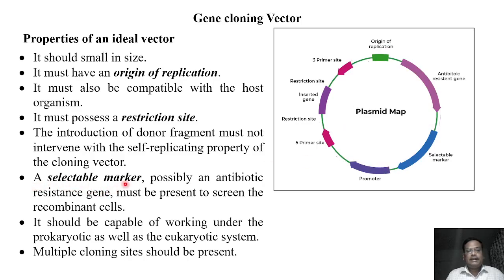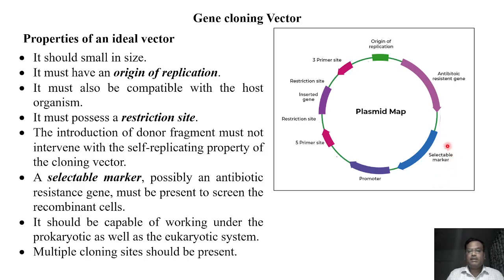And a selectable marker. This is another character which is expected from a vector. Now, once we introduce the recombinant DNA into the host cell, into the target cell, we want to screen it. We want to know whether it really got incorporated or not. So for that, a selectable marker must be present.